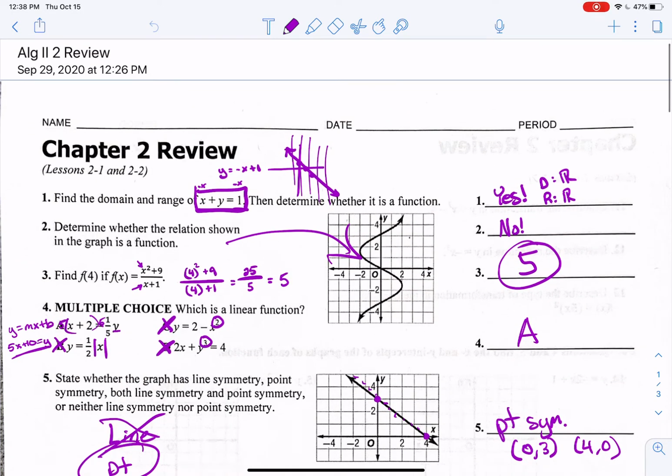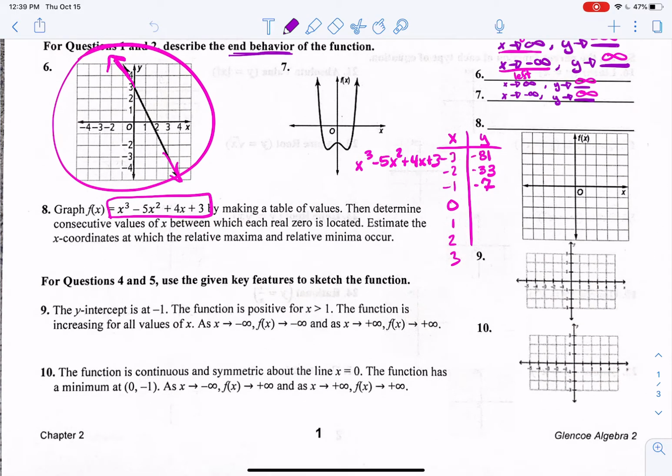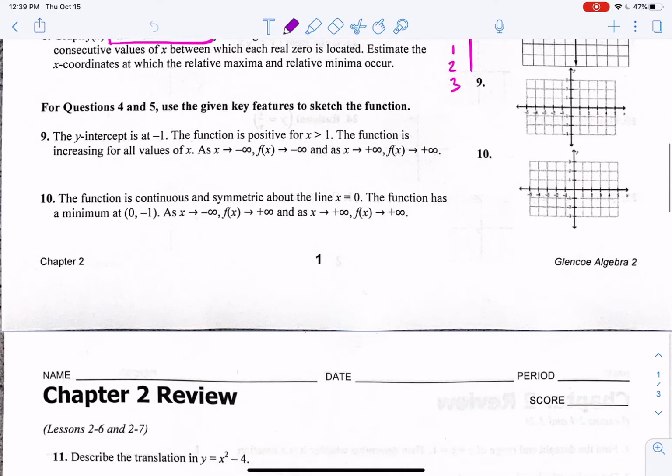You guys should have a sheet that looks like this, and we're going to fill this out together. I'm also going to put some questions into this video that you'll have to answer, based on the same questions that we do together.